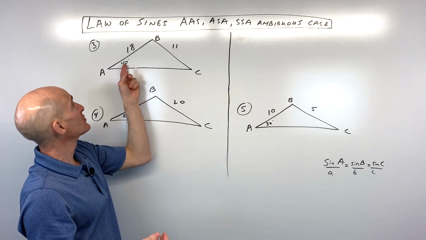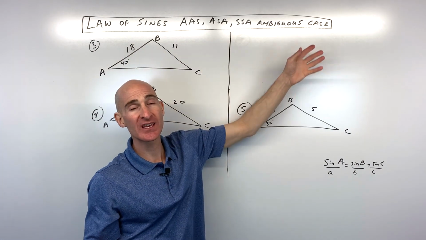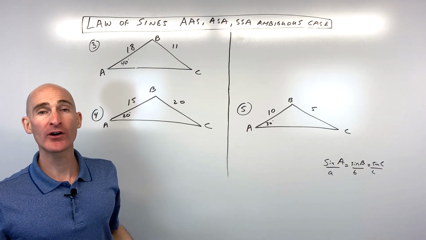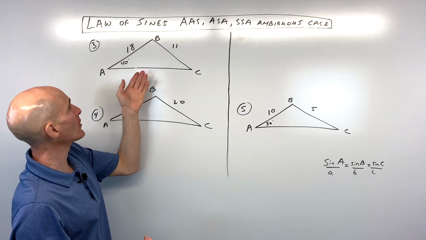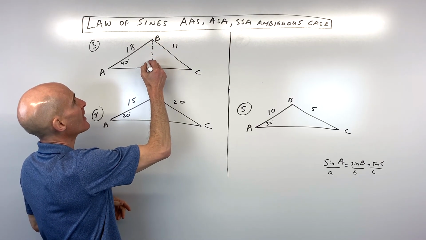Here, number 3, we're getting into the side-side-angle, which we refer to as the ambiguous case because it's not clear whether there's one triangle possible, two triangles, or no triangle. And so what we want to do is drop an altitude like so. See that height right there?